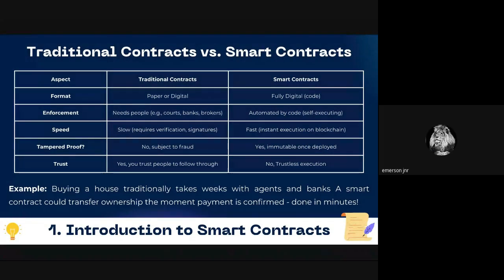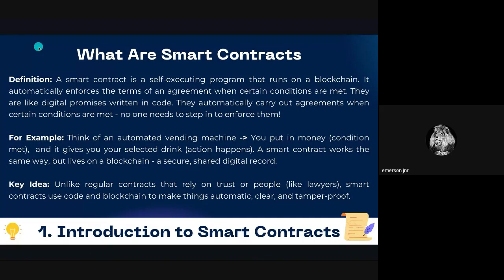Just to gain clarity, based on what you just explained, that means all these airdrops that we usually see are smart contracts, because you have to do certain tasks before you get the amount. So they are smart contracts, right? Yes, they are.